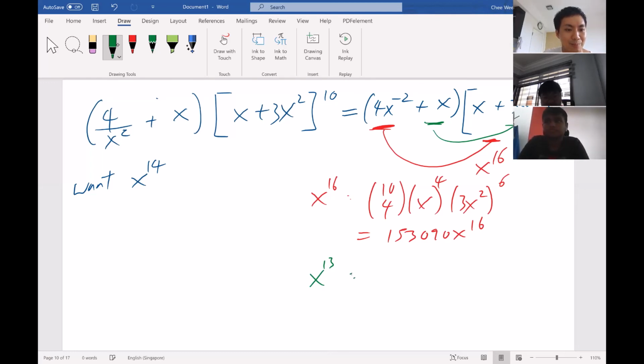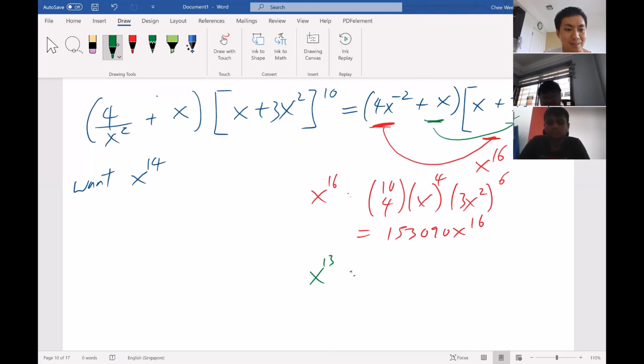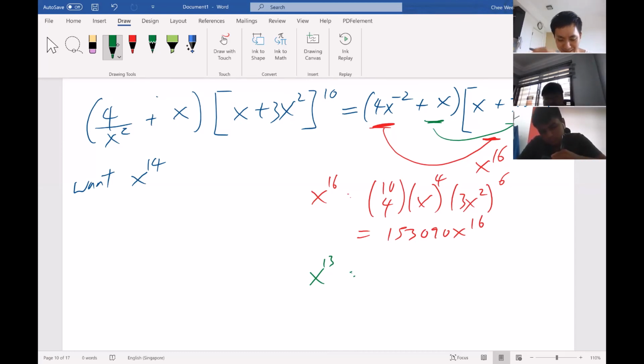Do you have an answer to it? Not yet. Okay, so let's try, okay? So now I want you to try to prove that x to the power of 13 doesn't exist. Oh, okay. So we have to do the, what's that called? So how do we go about it? Use the general term thing. How do I write it out? Just say it and I'll do it.